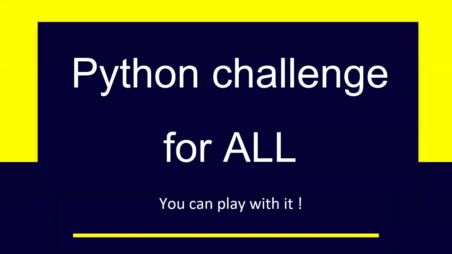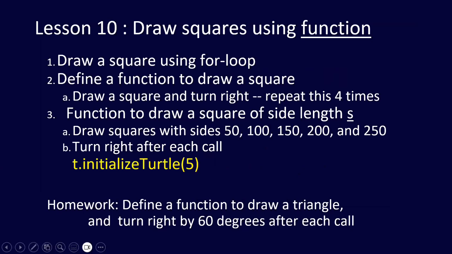Okay, let's see where we were last time. We learned to use turtle graphics on Colab. We learned to draw lines and then squares, especially using functions. We learned how to define functions and how to call them with parameters such as the side length s. I hope you remember this. If you are unsure, please go back to the previous video and see it again.